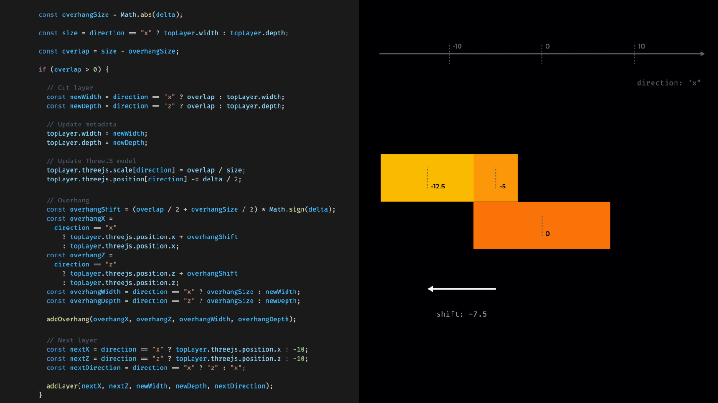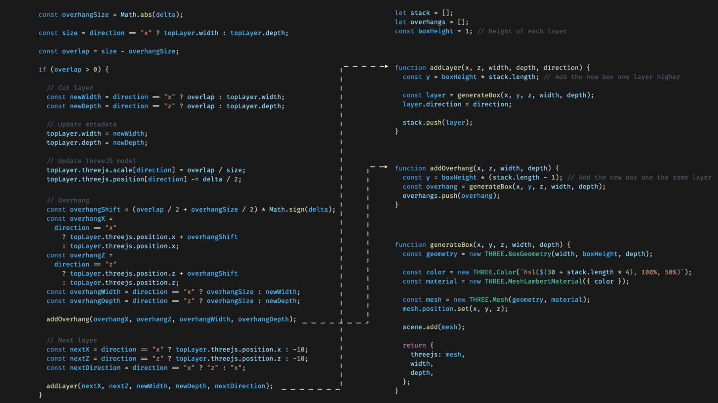And finally, once we have the position and the size, we call a new function called addOverhang. This is a very similar function to addLayer. It generates a box and adds it to an array. Except here we don't add it to the stack array because we don't want to mess up how the y position is calculated for every added layer. Also, we calculate the y position a bit differently, as we don't want to move it one level higher, but we want to keep it on the same level. And overhanging parts don't have a direction, at least not one that we could use for anything.